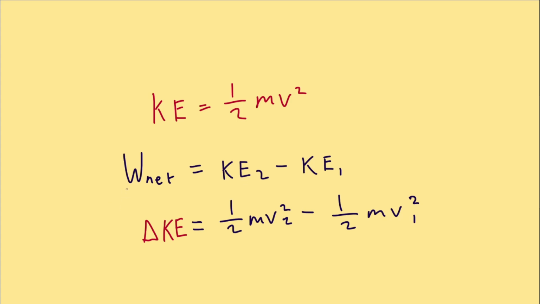What it's saying is that the net work done on an object is equal to the change in kinetic energy of that object. So we know that work and kinetic energy are closely related. That means the more work being done in total, the more kinetic energy will increase. If that was a little confusing, let's go through an example.